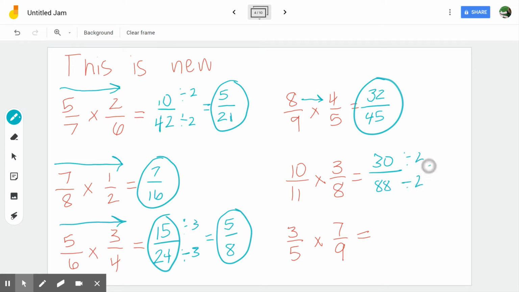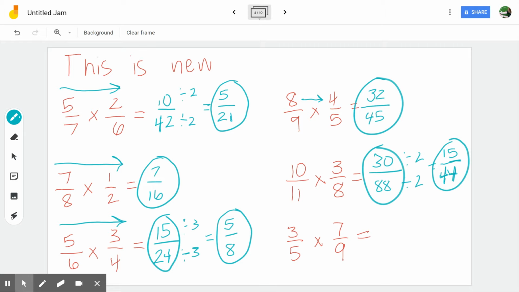And 30 divided by 2 is 15. And 88 divided by 2 is 44. And now I have it in my simplest form. Again, either of these answers during this quarantine time are okay with me.